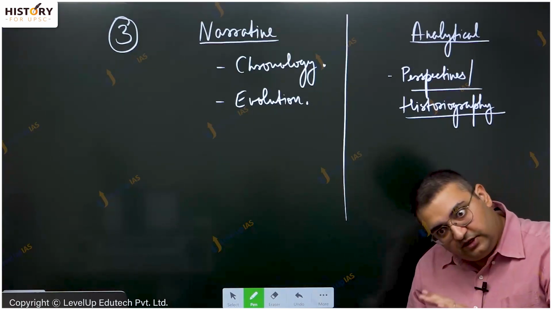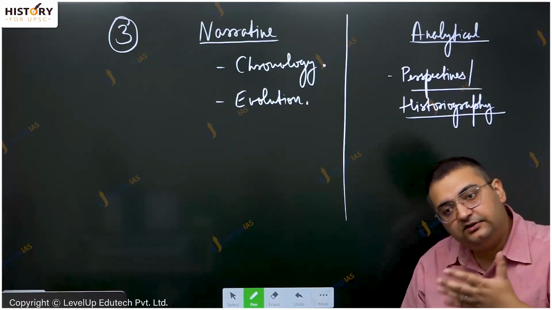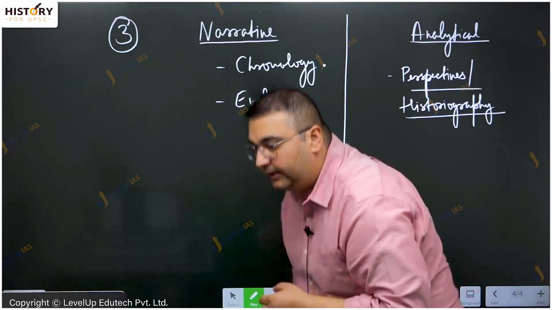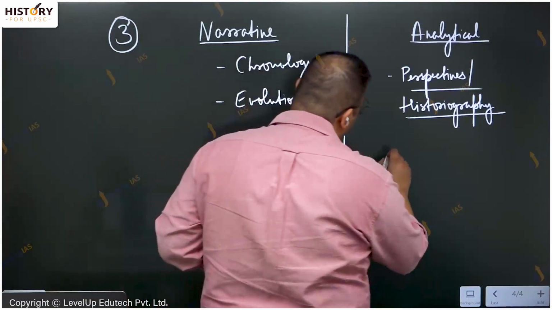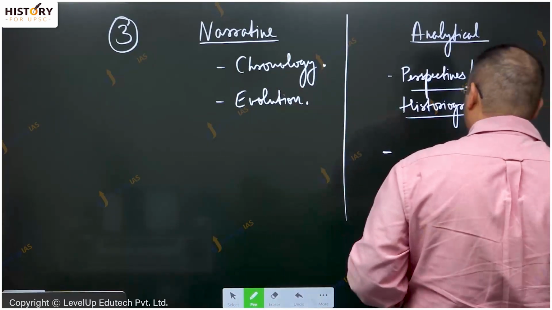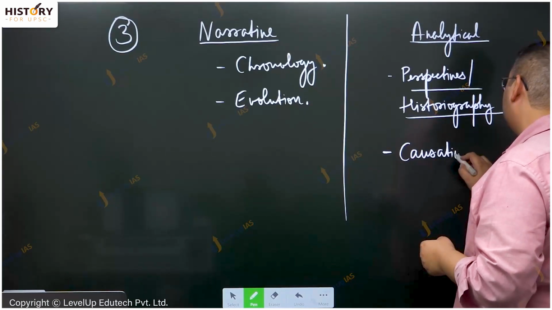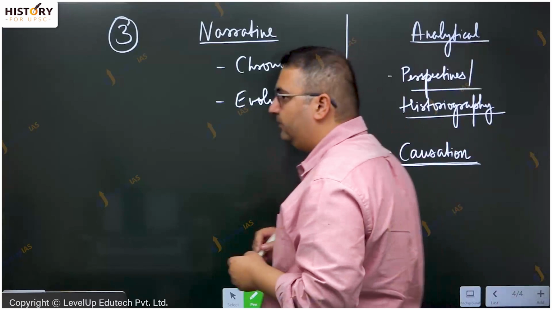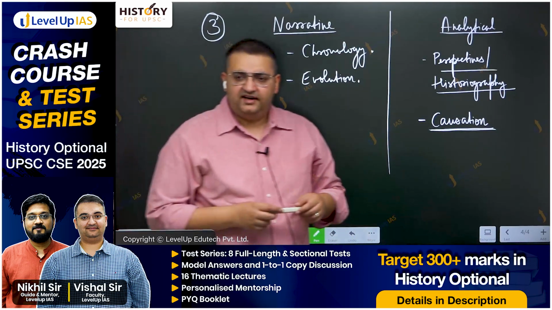So Aryan invasion theory or Aryan origin theory, foreign origin theory, indigenous origin theory, these types of questions may be asked as well. Okay? Then a very important portion is going to be causation, right?